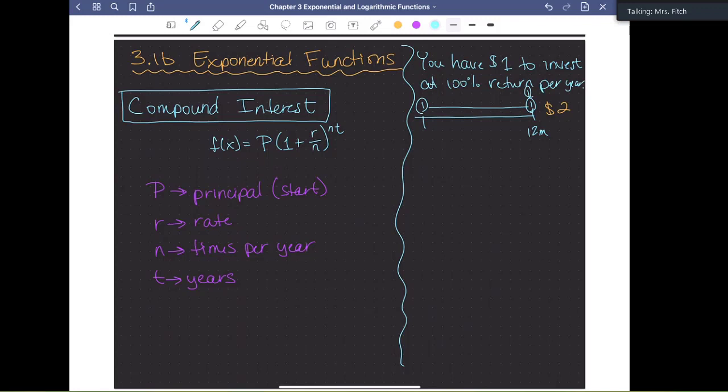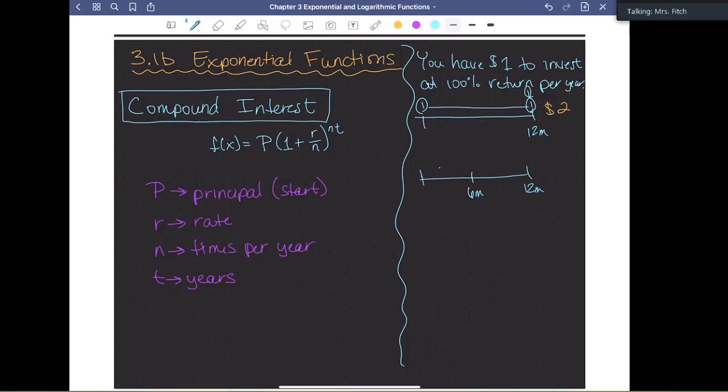So what happens when it comes to compound interest is we don't want them to pay us once a year. We want them to pay us more often. Some places might say, well, we'll pay you every 6 months. They're still going to pay you 100% return for the whole year, all the way to 12 months, but they're going to pay you twice a year. So you're going to get a payment at 6 months, but you're only going to get 100% for the whole entire year.